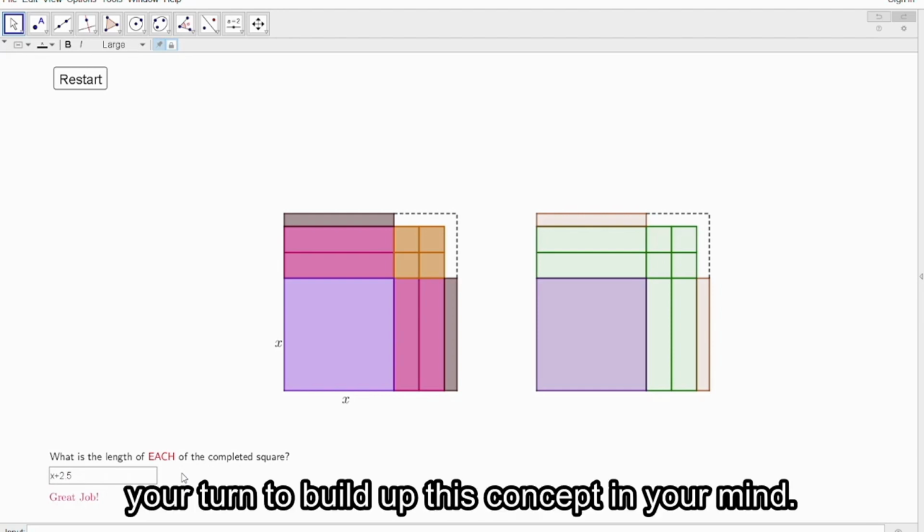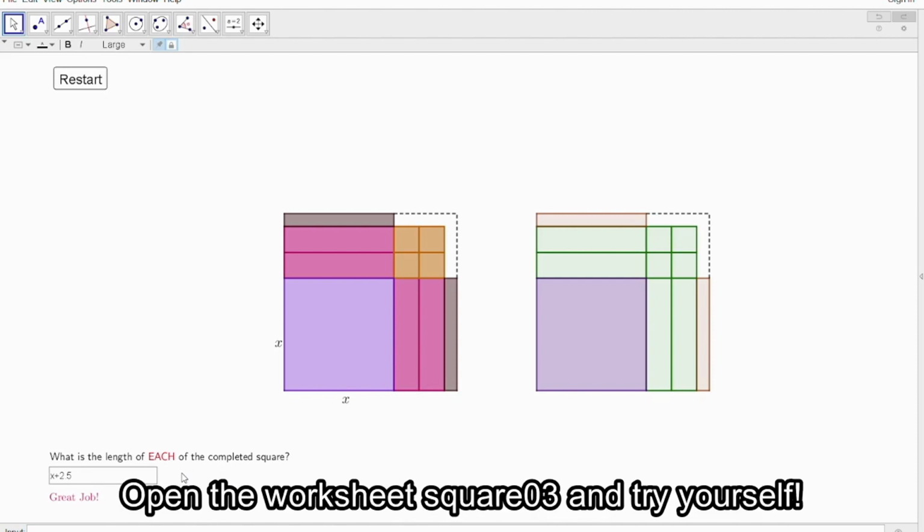It is again your turn to build up this concept in your mind. Open the worksheet, square 03, and try yourself.